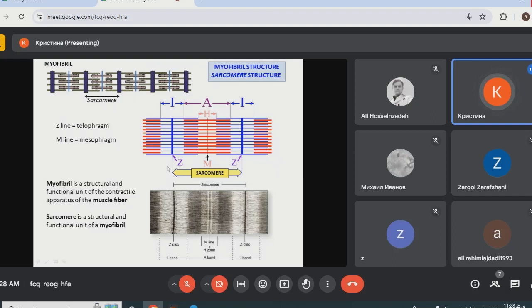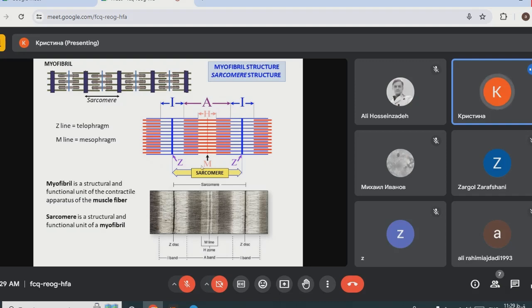the contraction of the myofibril. So myofibril is the structural and functional unit of the contractile apparatus of the muscle fiber, and a sarcomere is the structural and functional unit of myofibril. Z line is the middle line of the light I band. M line is the middle of the dark A band. In this area you have only actin myofilaments, as you can see here. In this area, which corresponds to this one, you have both thick myosin and thin actin myofilaments.